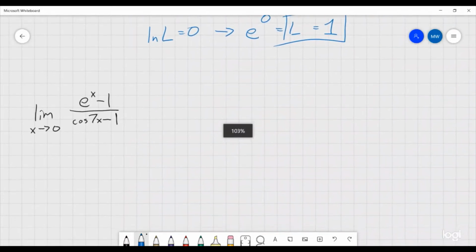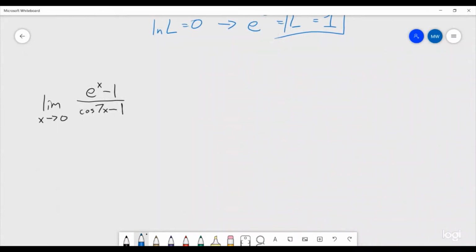And this one is probably the most straightforward because it's just a direct application of L'Hopital's rule. We plug in 0, we get 0 over 0. So, using L'Hopital's rule, we take the derivative of the top, and we get e to the x. Derivative of the bottom is just going to be a 7 times the derivative of cosine, which is negative sine, so negative 7 sine of 7x. So that's what we got. And we plug in 0, and we get 1 over a negative 0.